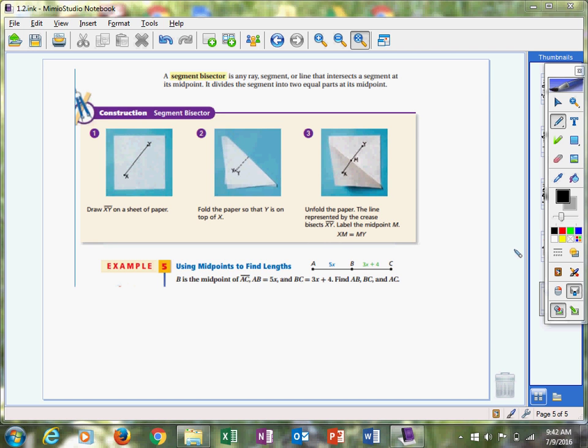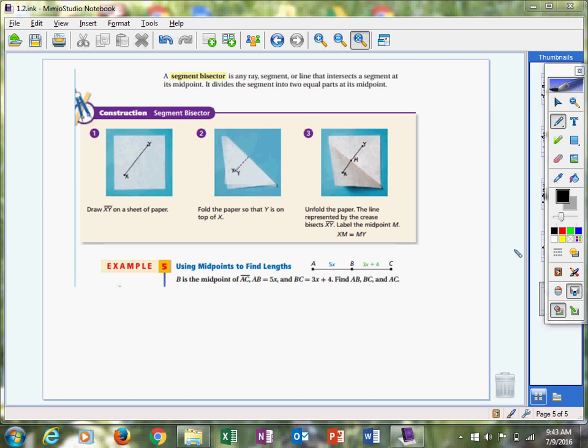Now let's get to the algebra part of it. If you've tried that, that's great. Don't worry, you can put me on pause and try it on your own. Otherwise, we're just going to go right into our algebra. Example 5, I think you're going to love this. You're going to use the midpoints to find lengths, but you need to be told this.